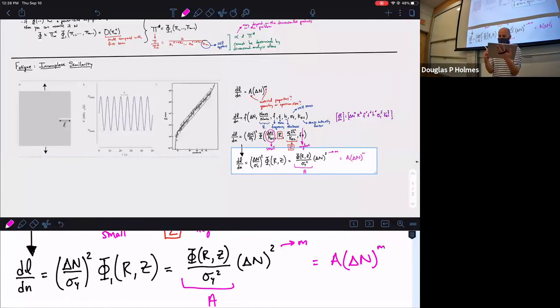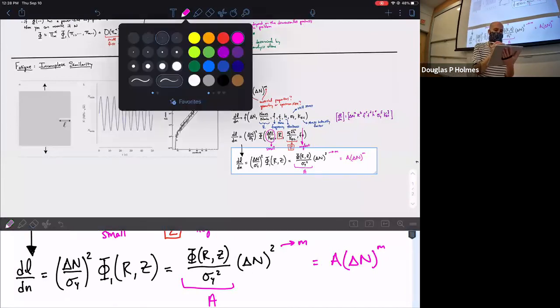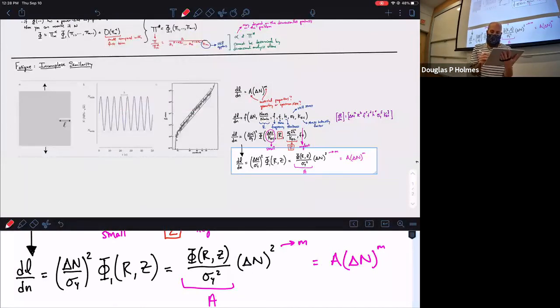Delta N to the m. And it looks great. It looks like I'm done. Except when you compare with data from your experiments, you find that m is definitively not 2. This is the important part here.